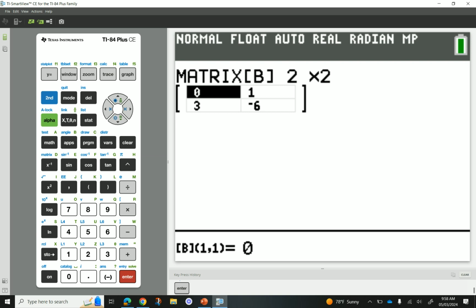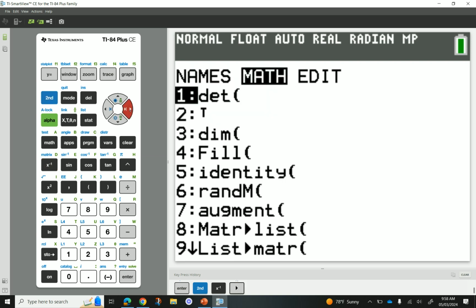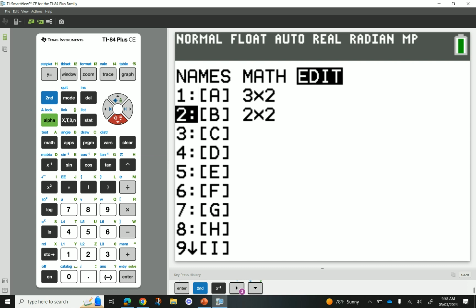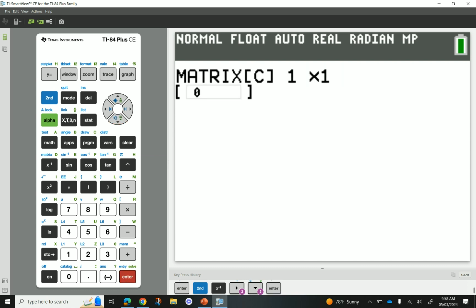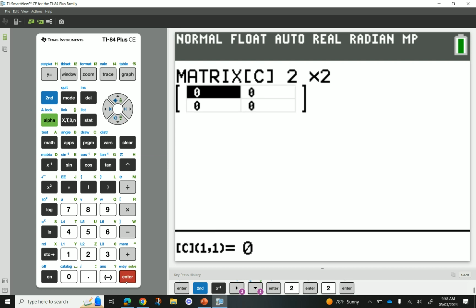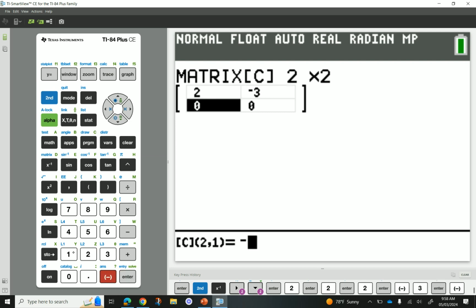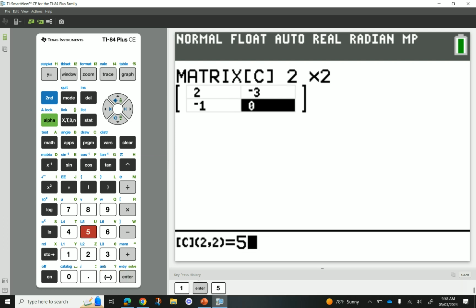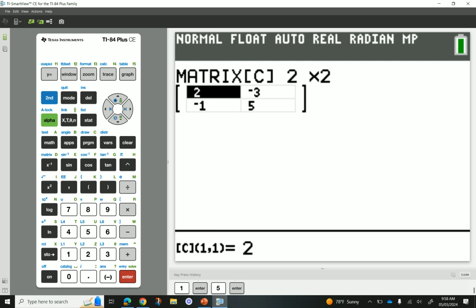Last time to put in matrix C, second matrix, go over to edit, and now I'm going to plug in what matrix C is. So go down to C, push enter. Matrix C is also a 2 by 2, and the values are 2, negative 3, negative 1, and 5. Once you have all of them in there, go back to your home screen by pushing second quit.